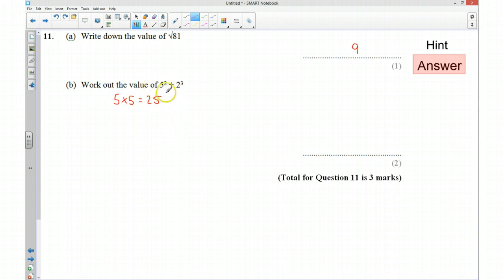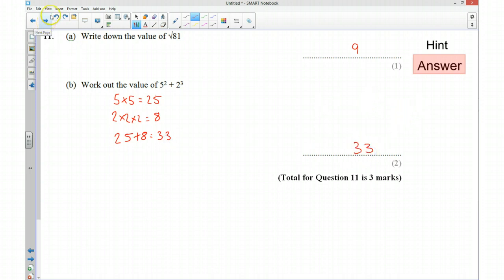Be careful here, a common mistake is to do 5 times 2, which is 10. We've got our little index number here, that means that we times our number by itself the number of times we're told to here. So that's 5 times 5. This one is going to be 2 times 2 times 2. We're being told to times it by itself 3 times here. So 2 times 2 times 2 gives us 8, and then we want to sum those together, so that's going to be 25 plus 8, which gives us 33.